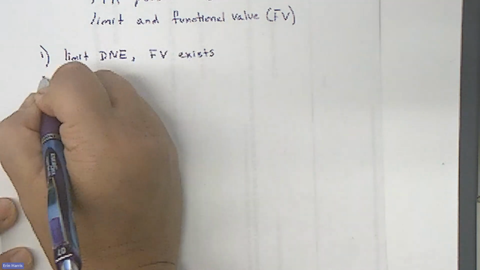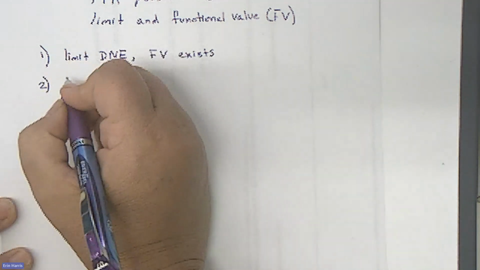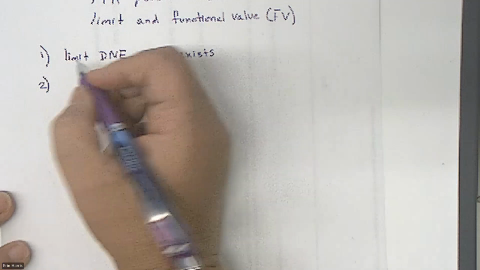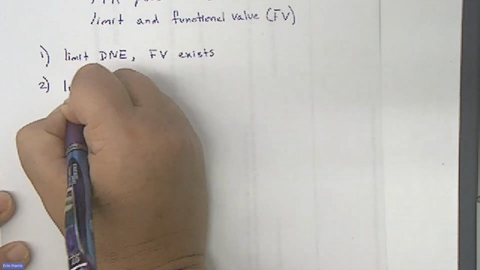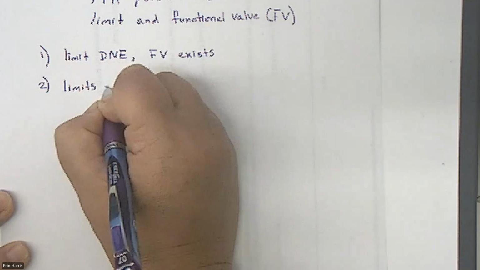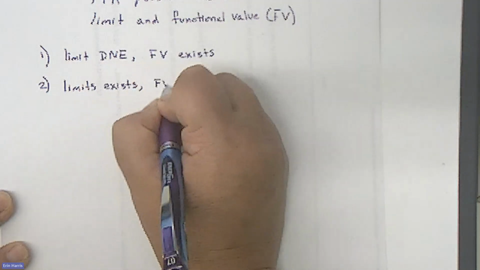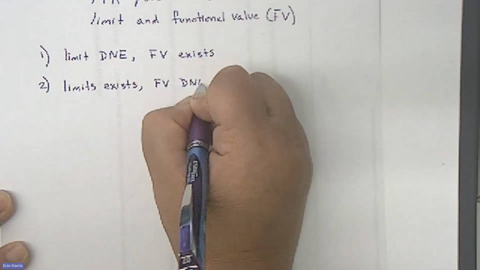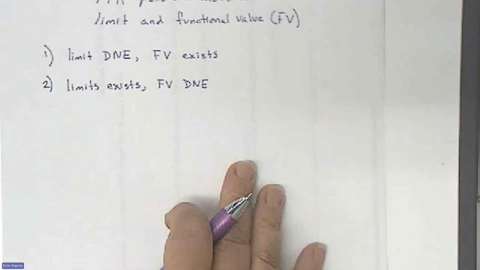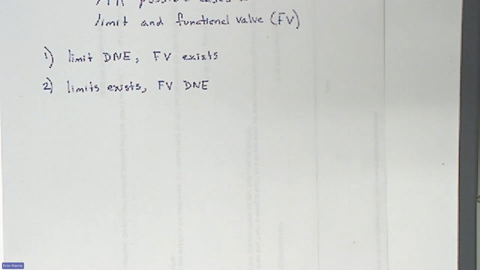So the next one would be that the limit exists, but the functional value, DNE. So you want to be able to think about, we're going to start talking about, well, what would this look like on a graph? Or what would this look like on a table of values? Okay, so the limit exists, but the functional value doesn't, or the limit doesn't exist, but the functional value does.